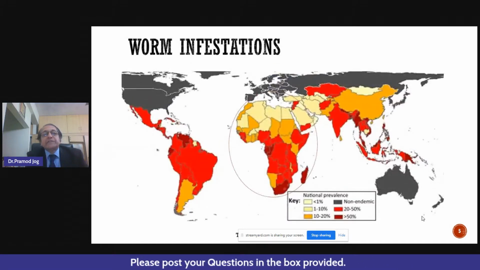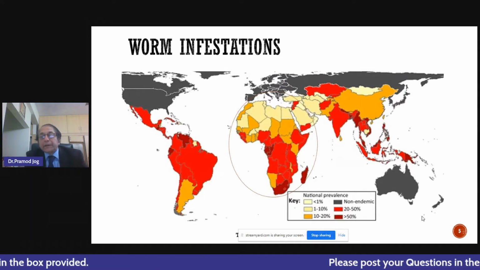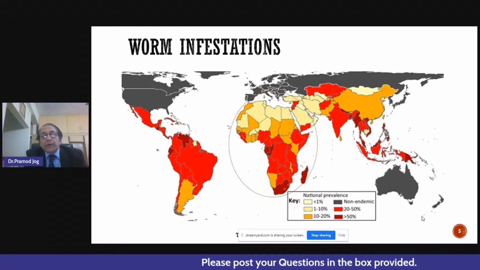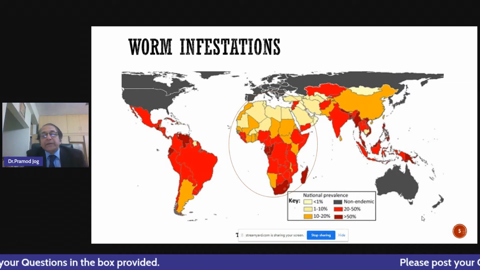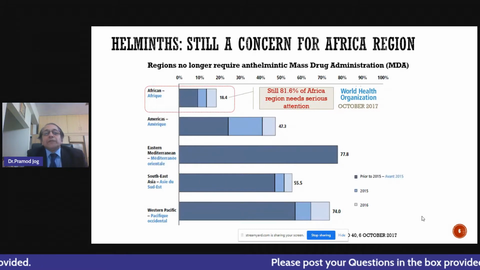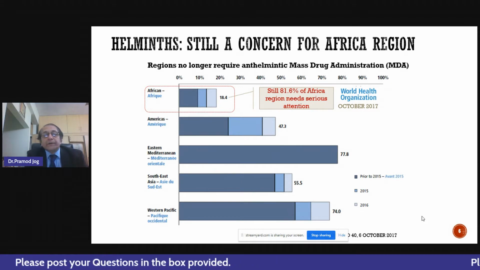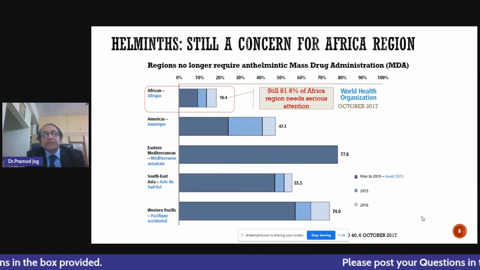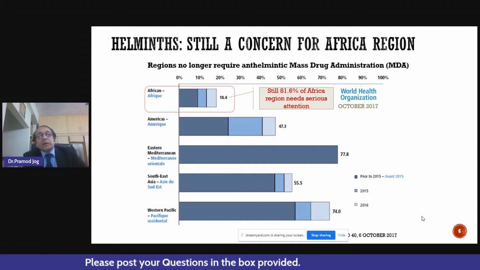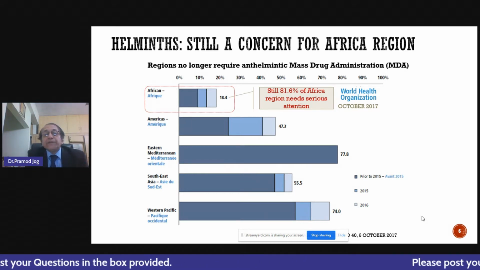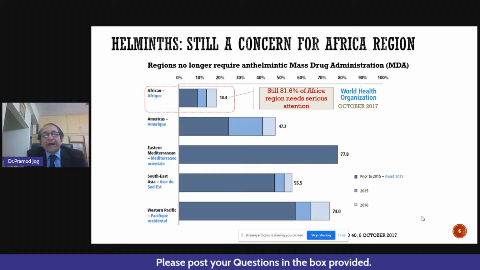These worm infestations are quite rampant in Africa, and you can see in the world map that areas where worm infestations are more than 50% are also seen in Africa, and definitely between 20 to 50%. You can also remember that helminths are still a concern for the Africa region, while in major parts of the world we have stopped discussing worm infestations. In the African region, we have to be very careful. And 81.6% of the Africa region needs serious attention as regards worm infestations as per WHO.